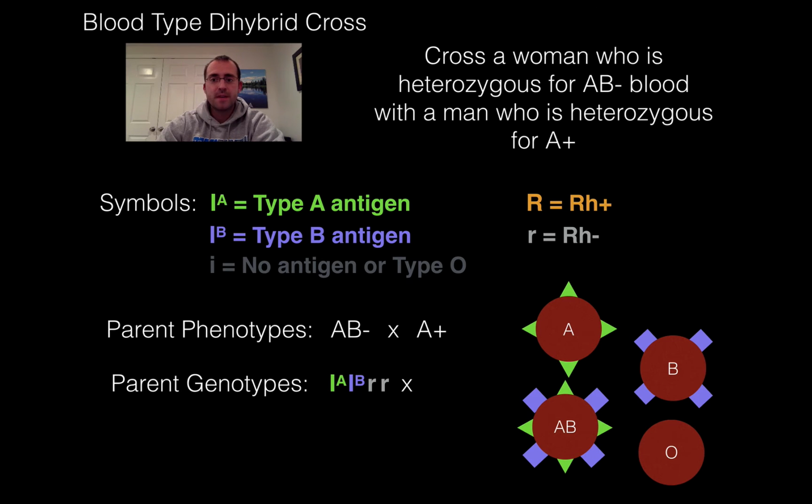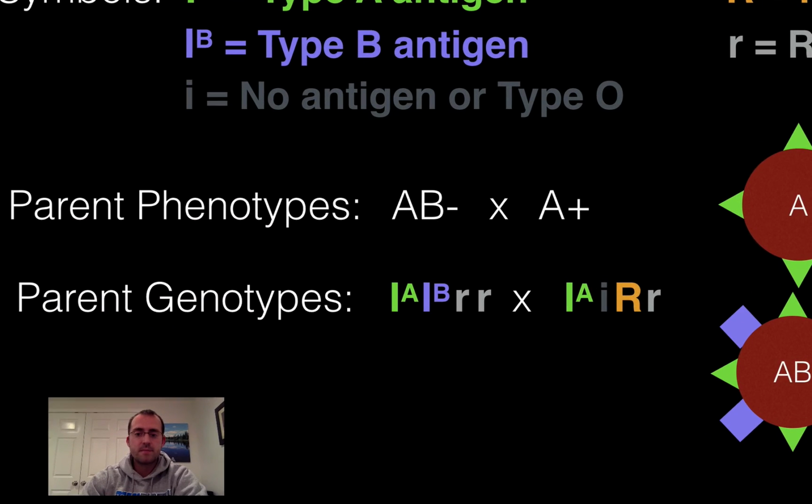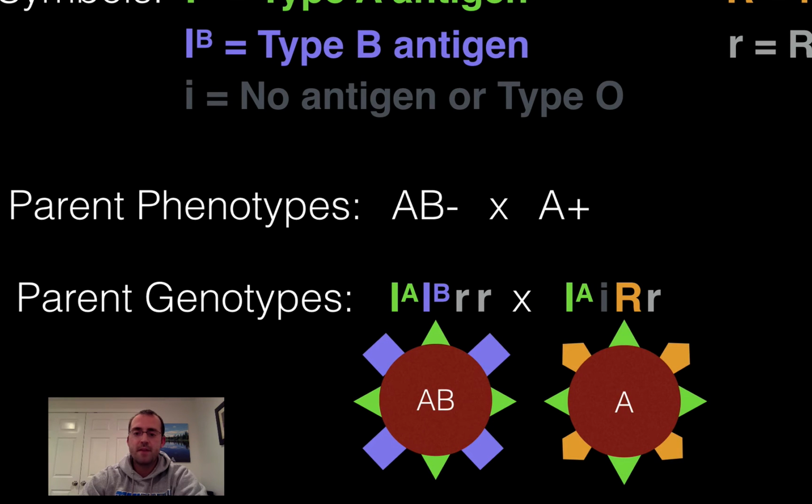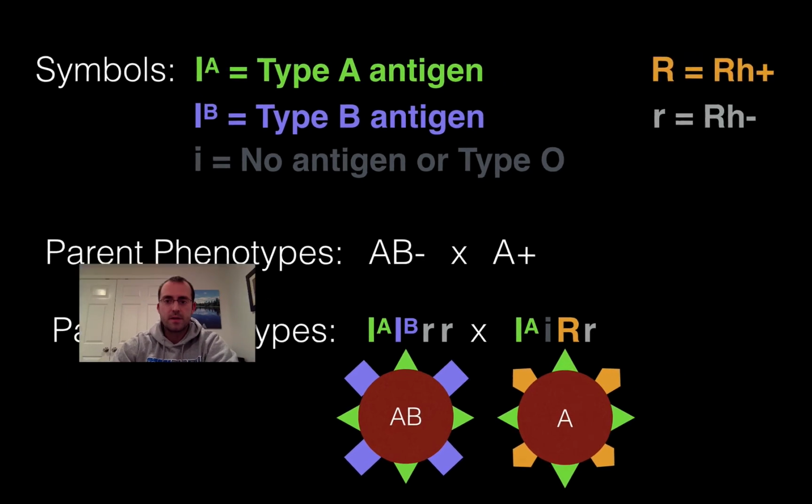Now, the father is heterozygous for A positive. We're going to assume that the heterozygous applies to both the A part of his blood type and the positive part of his blood type. So for his type A part, he is capital IA, little i. He's heterozygous, so he only has 1 gene, a glycoprotein, and he's big R, little r, because he only has 1 gene for the Rh factor. So there are our genotypes. So that means the mother has the AB negative blood, which looks like this, and the father has the A positive blood. Notice that extra glycoprotein orange on his red blood cells. So these are what the blood cells will actually look like.